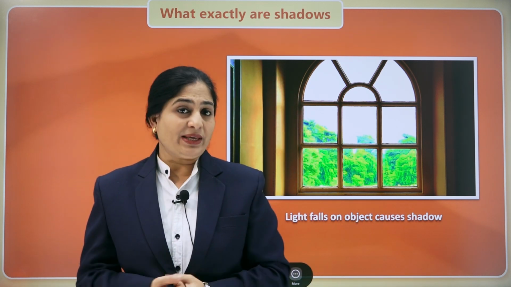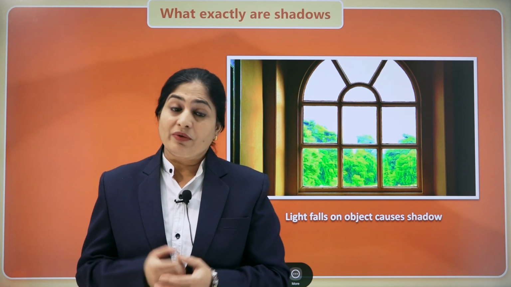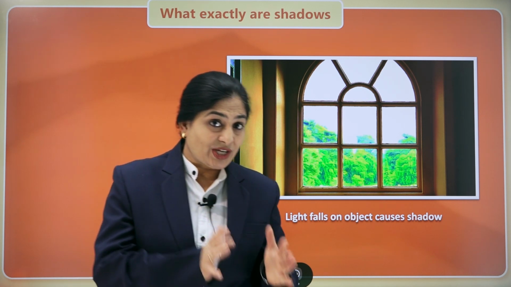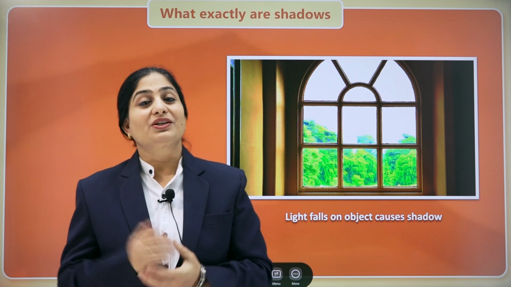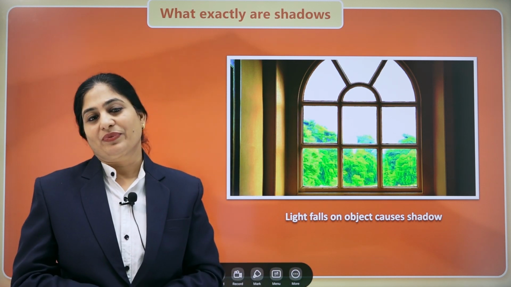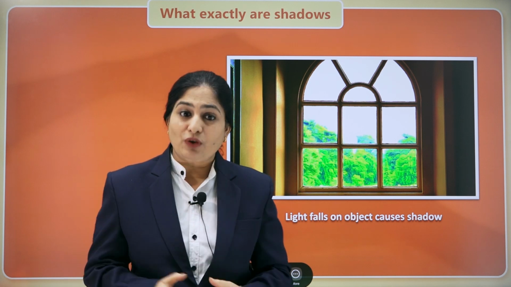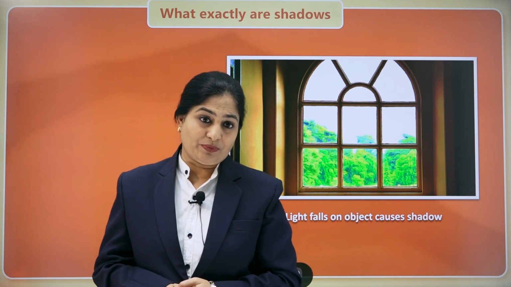So, in some cases, there are certain objects where shadow formation is observed. The shadow formation takes place. So, shadow is formed when light falls on an object. We get shadow. What will happen?